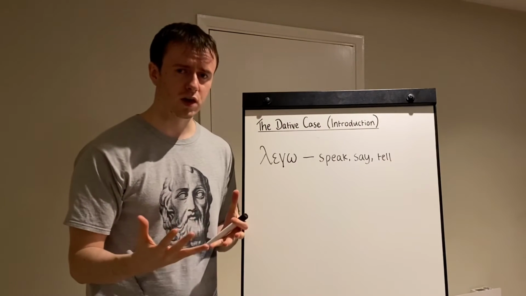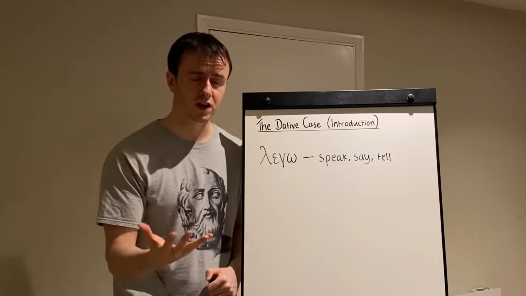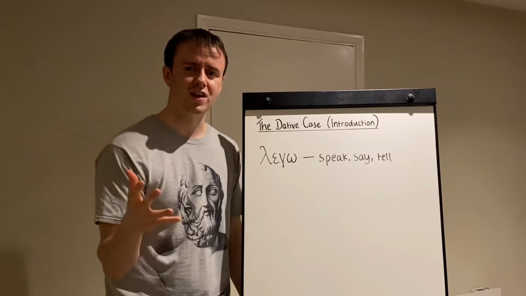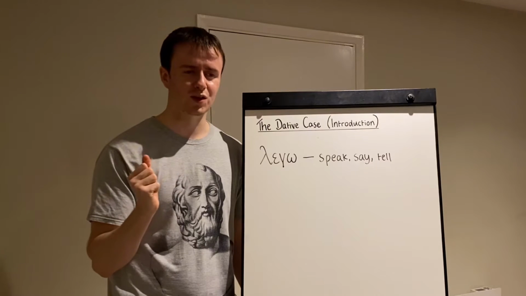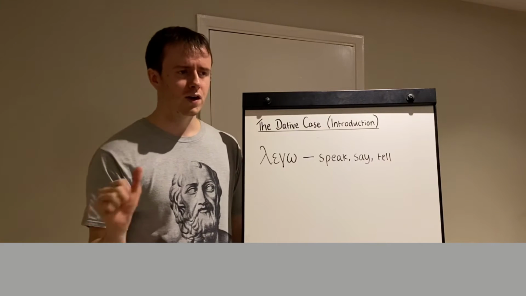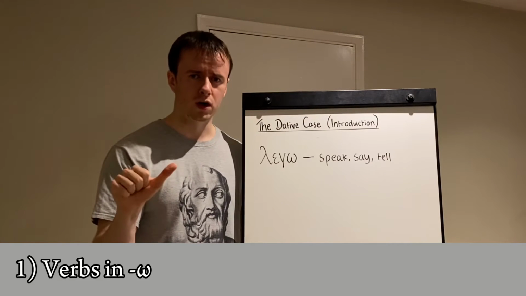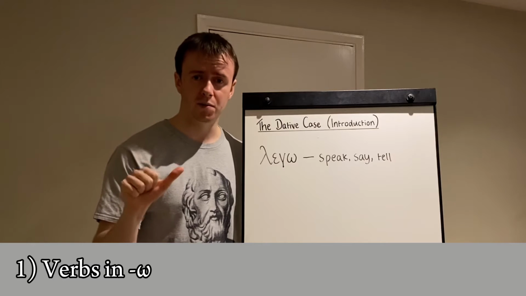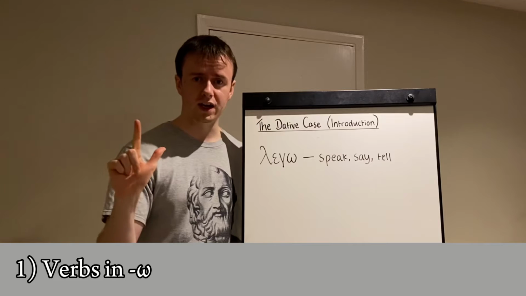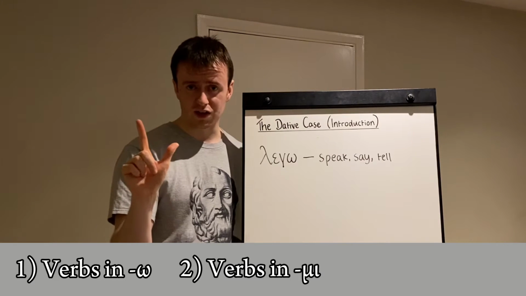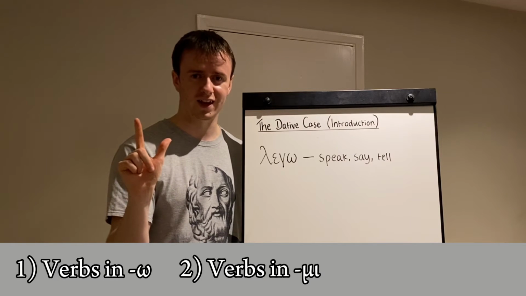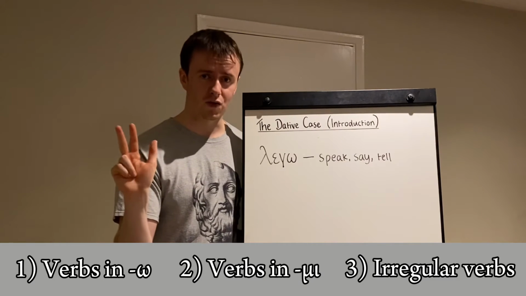And I initially deliberated whether to introduce this verb at this point because it is a μι verb. You'll remember that in lesson 8 of my ancient Greek course, I said that there are three categories of verb in ancient Greek. Firstly, you have verbs in ω, that is to say, verbs that end in omega in the present indicative active first person singular. Secondly, you have verbs in μι, that is to say, verbs that end in mu iota in the present indicative active first person singular. And then thirdly, you have irregular verbs.